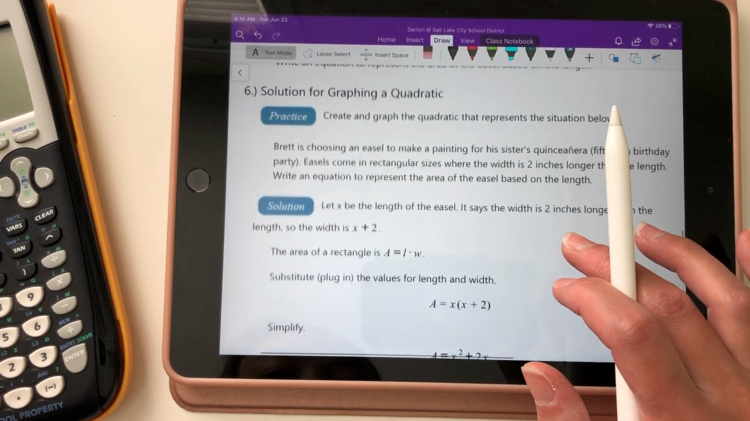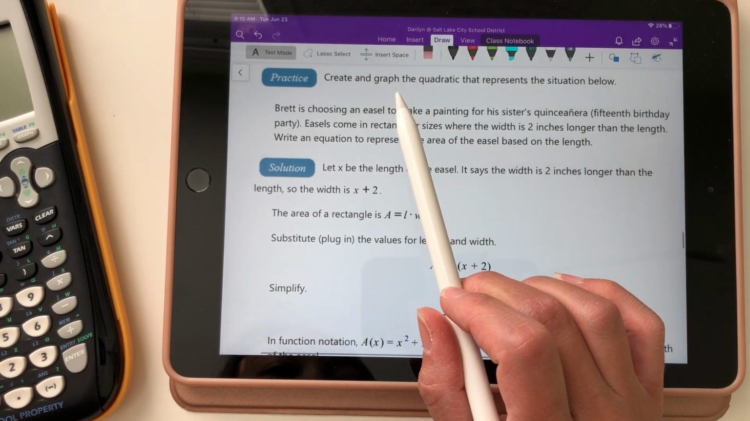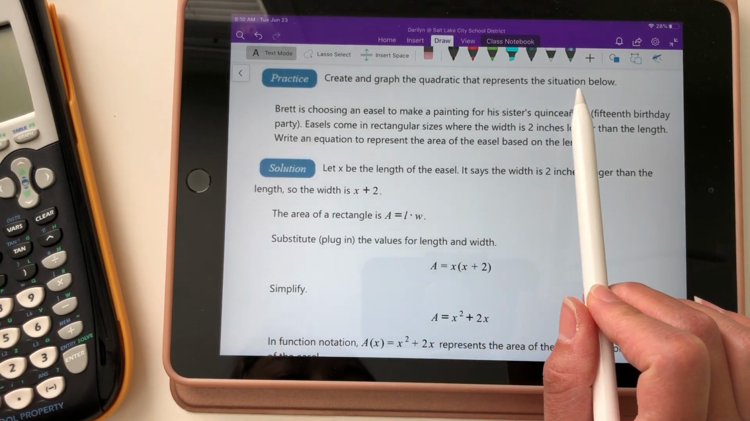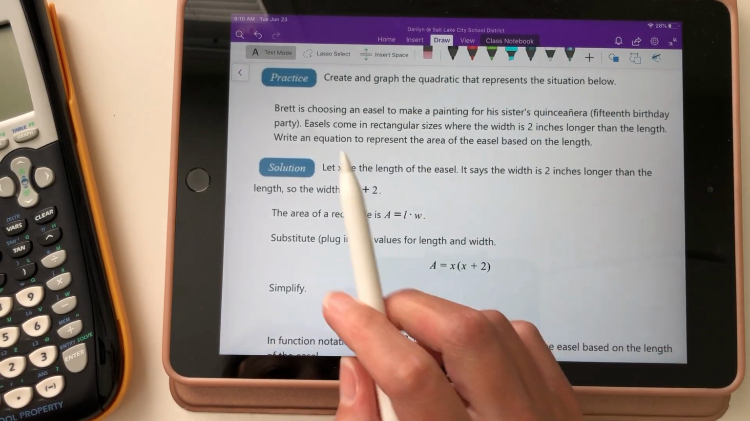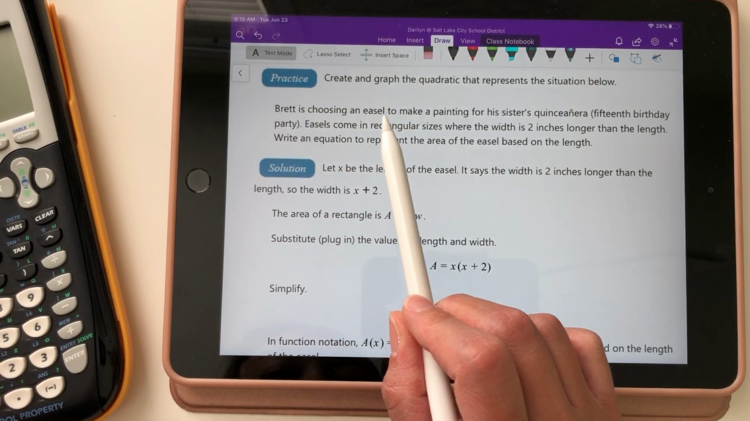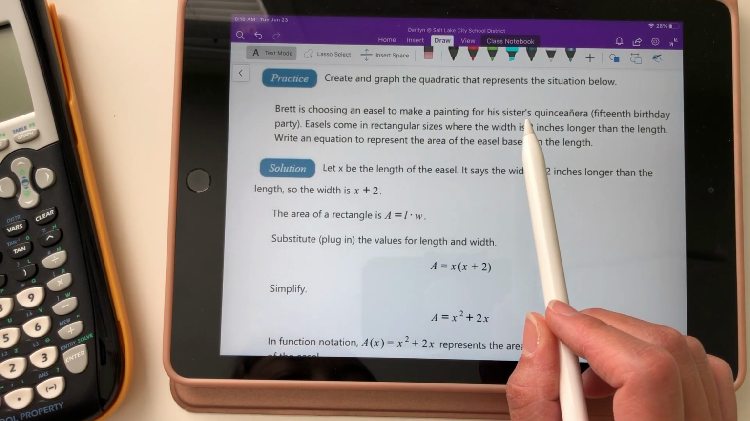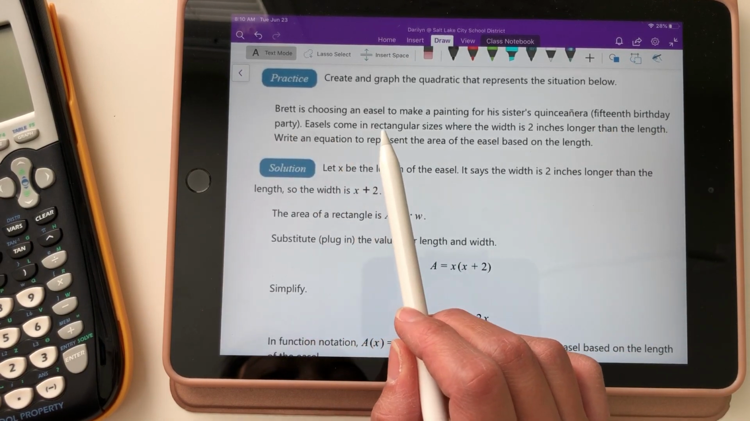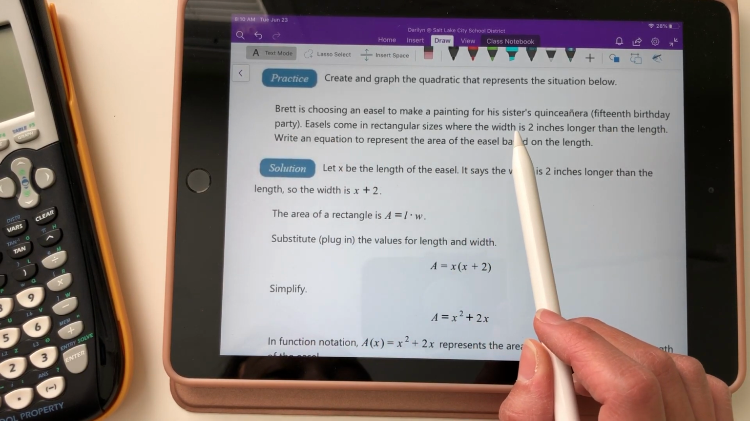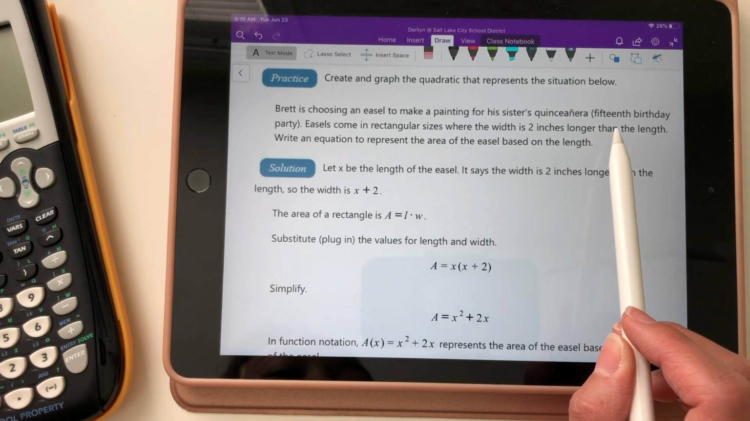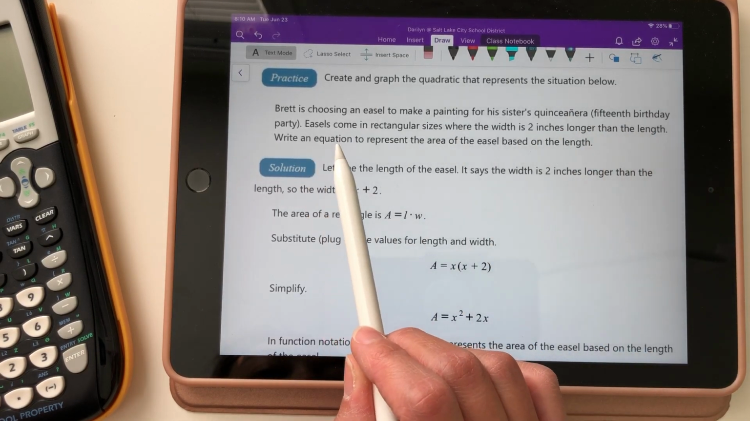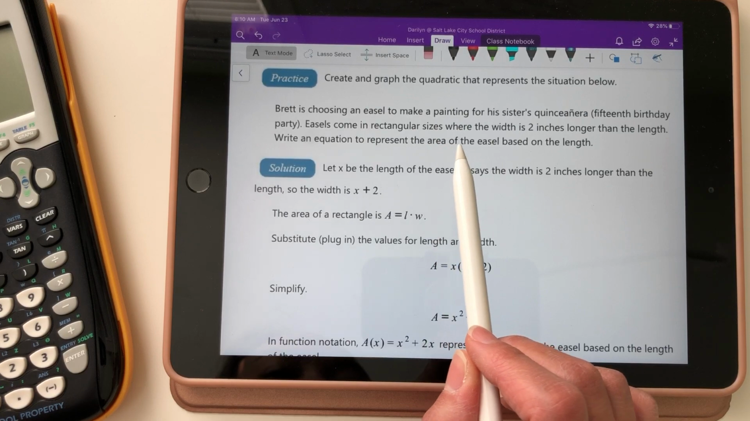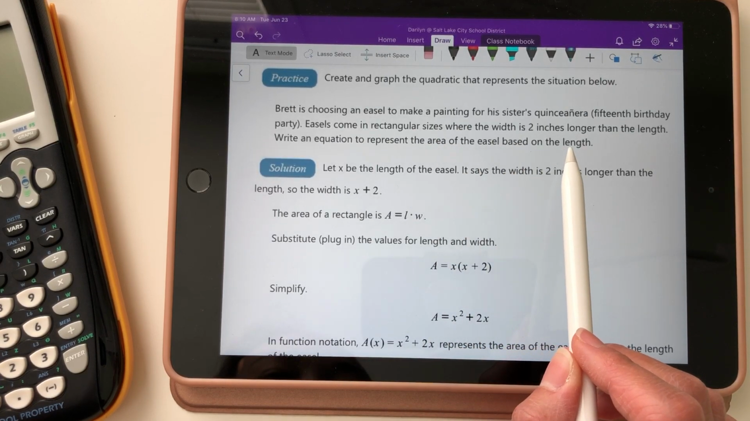practice question. Create and graph the quadratic that represents the situation below. Brett is choosing an easel to make a painting for his sister's quinceañera, which is a 15th birthday party. Easels come in rectangular sizes where the width is 2 inches longer than the length. Write an equation to represent the area of the easel based on the length.